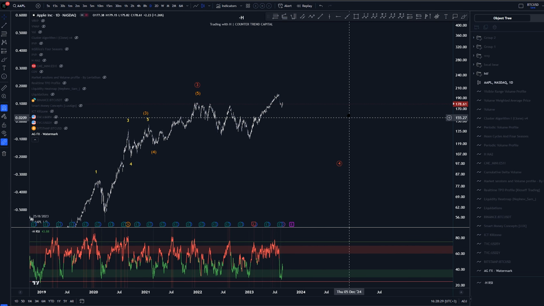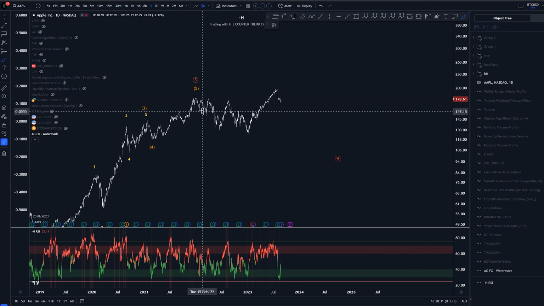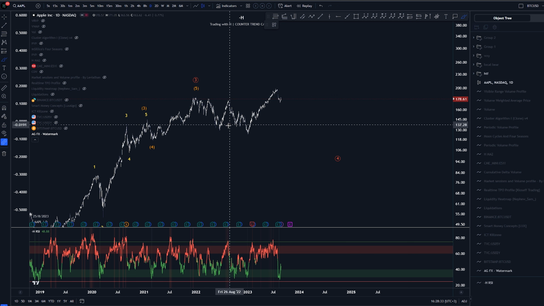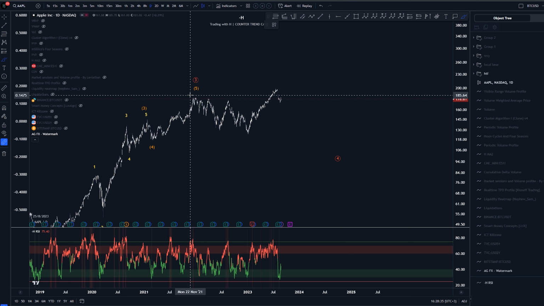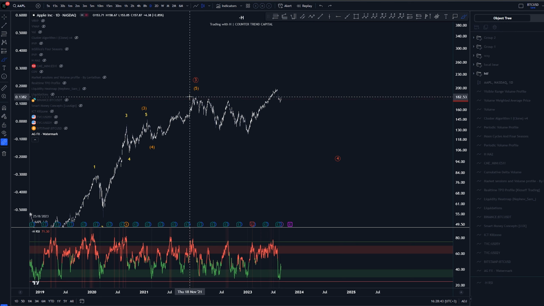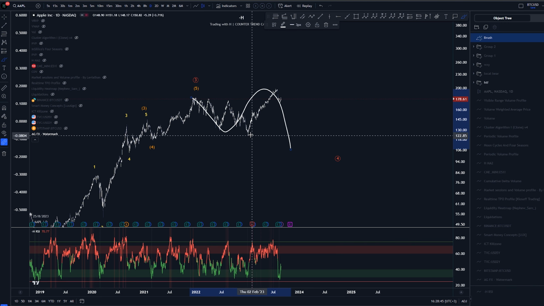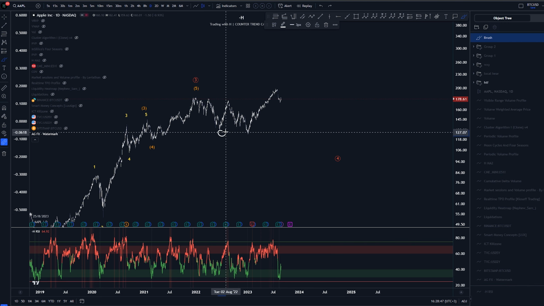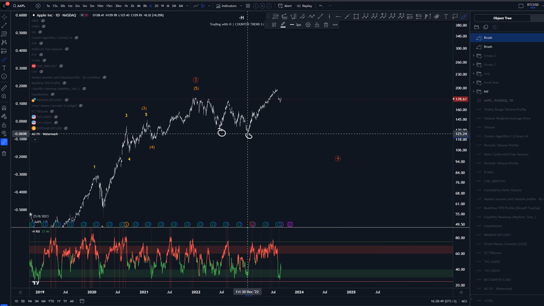This was one of the ideas that we had previously, way back, where we had the idea that this could be a structure coming down and coming back up, taking out potentially even the all-time highs and creating an expanded flat.